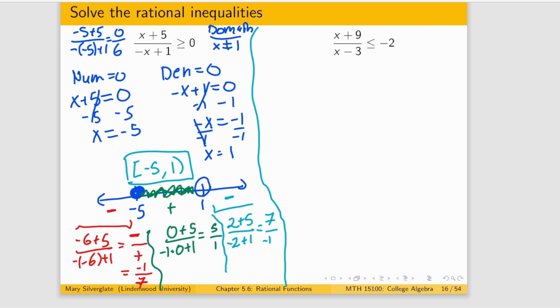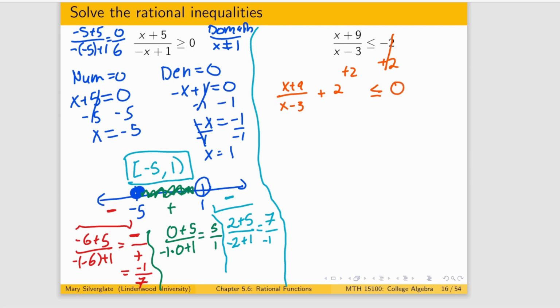For the next one, he's not quite set up the way I want yet because we've just got that negative 2 over there instead of a 0. So I want to rearrange this so that the other side is 0. So I will add 2 to both sides. Negative 2 plus 2 makes 0. I'm left with x plus 9 over x minus 3, plus 2, is less than or equal to 0.